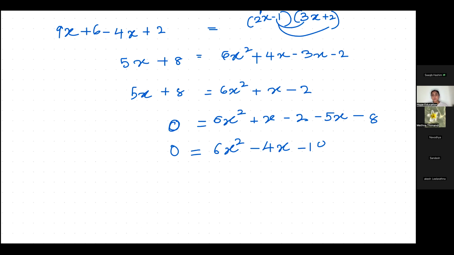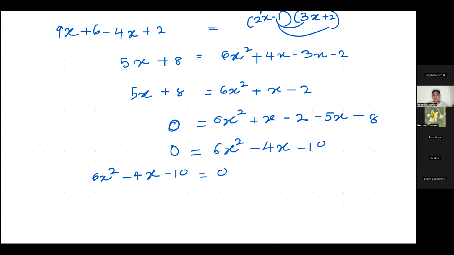Up to this point, is it clear, Lamai? Yes. Okay, others? All right. So we swap the sides, and I will write it as 6x squared minus 4x minus 10.